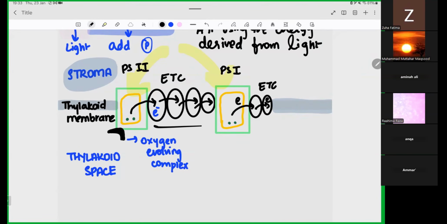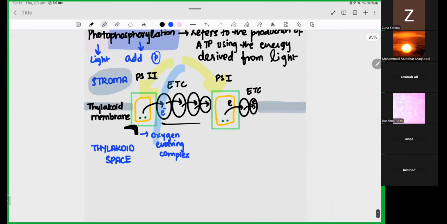Because as these electrons are moving, they are losing their energy. And that energy is used to pump hydrogen ions or protons actively into the thylakoid space. So the energy that these electrons are losing as they move across the ETC is utilized to actively pump the hydrogen ions into the thylakoid space.